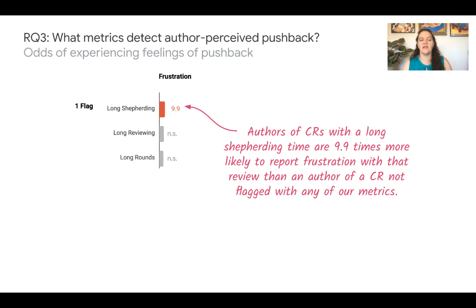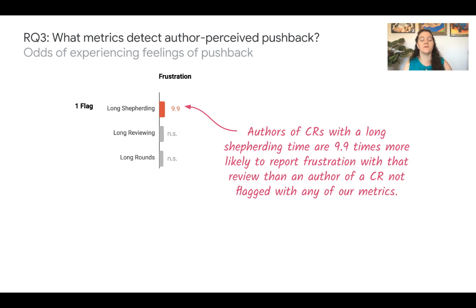This is looking at each of our metrics in isolation and how predictive they are of feelings of frustration. This is a logistic regression, and the way to read this is that authors of code reviews with a long shepherding time are 9.9 times more likely to report frustration with that review than an author of a code review that's not flagged with any of our metrics.